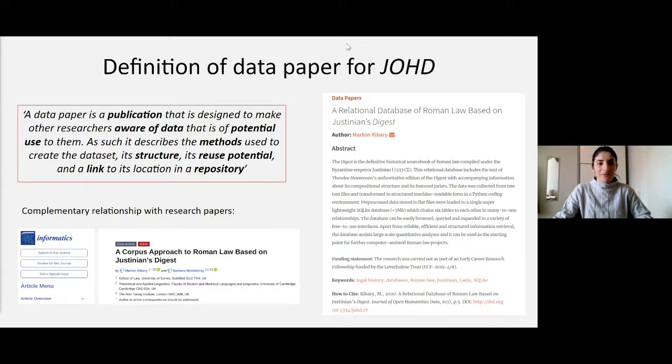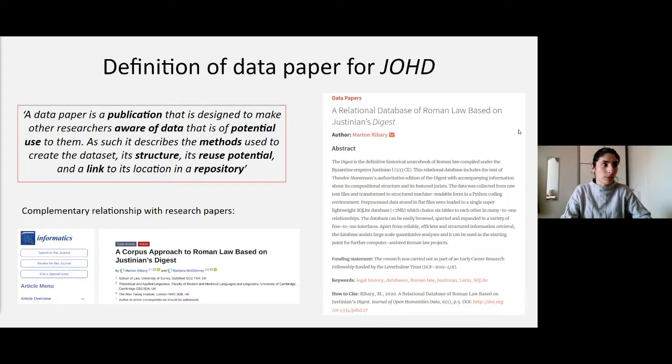So Barbara talked about different definitions that we can give of a data paper. In the Journal of Open Humanities Data, we adopted this definition that is meant to be as representative as possible of what a data paper should be and should do for the authors and the research community. So it's a publication that is designed to make other researchers aware of data and of its potential use to them. For the contents, it needs to describe methods that have been used to create the dataset, but also the dataset itself, the structure, the reuse potential, and its location. So it really needs to have a link to the location in an open access repository.